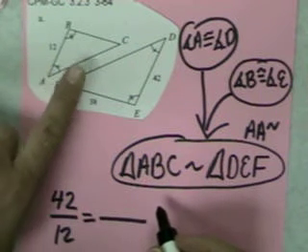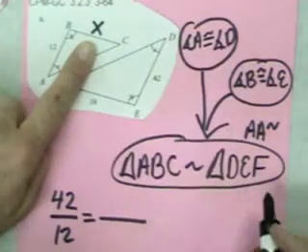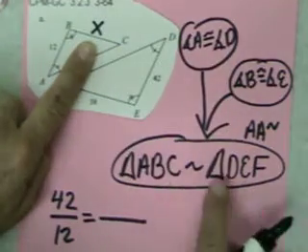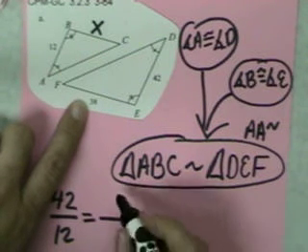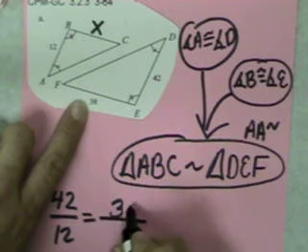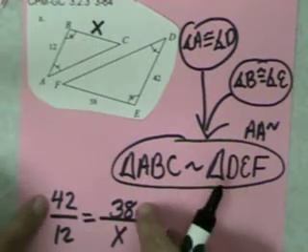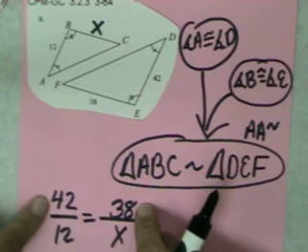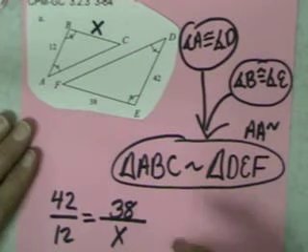And what's going to correspond to BC? BC is going to become my X. BC is going to correspond to EF. I'm lucky I've got at least one of those two numbers, so I can do this. 38 over X. I chose to put the larger triangle on the top and the smaller one on the bottom as my way of organizing this.